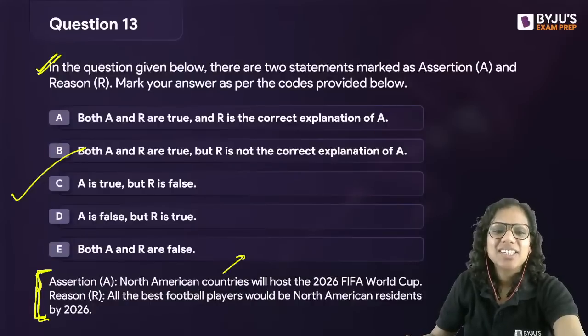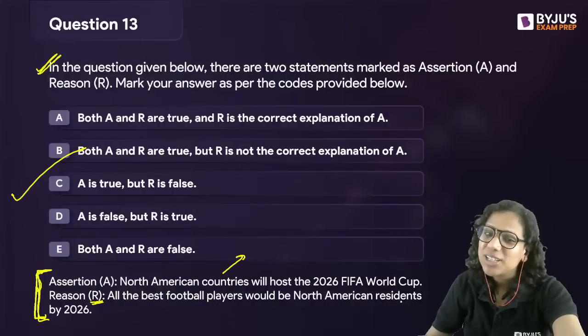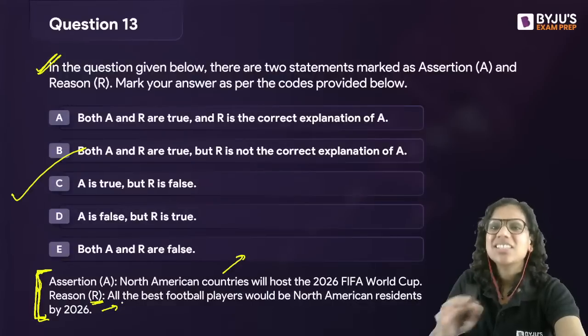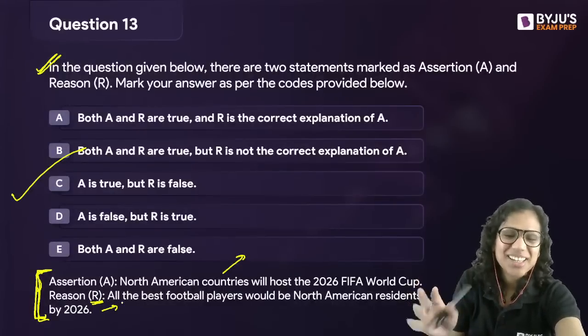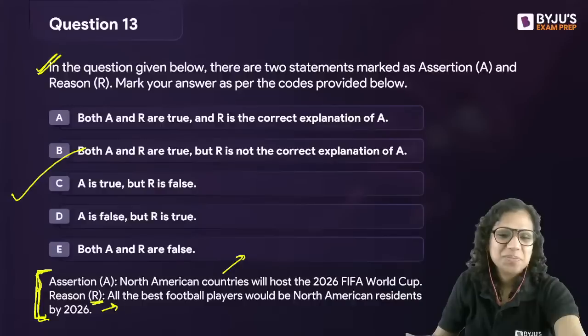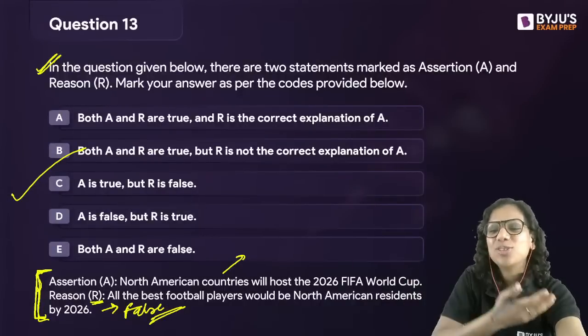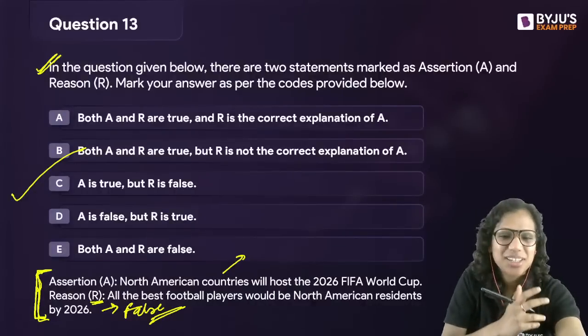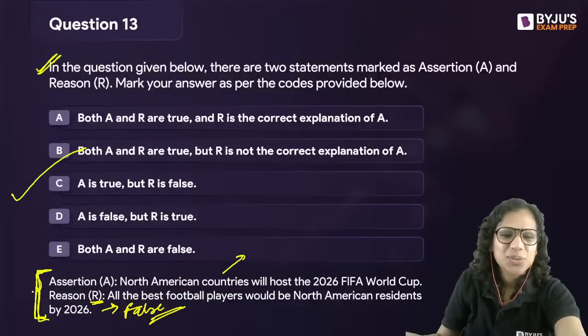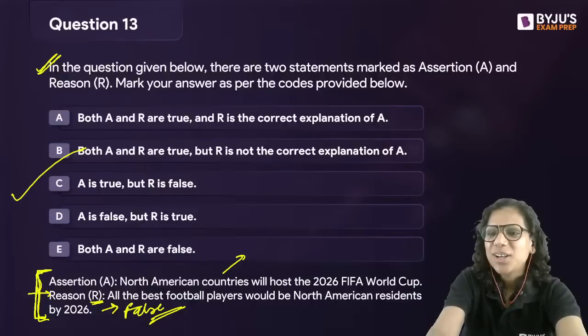Okay. And all the best football players would be North American residents by 2026. No such announcement has been made. And I mean, this is false, right? No such announcement has been made. Ronaldo has started living in Saudi Arabia, right? So R is false. Okay.